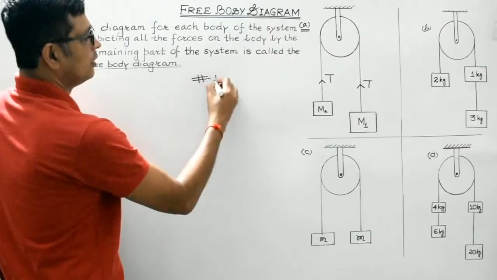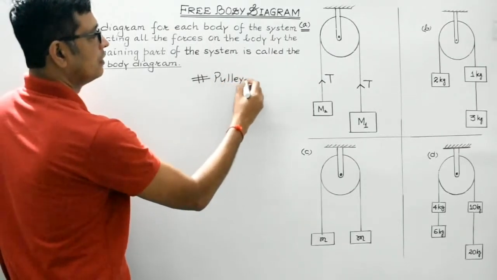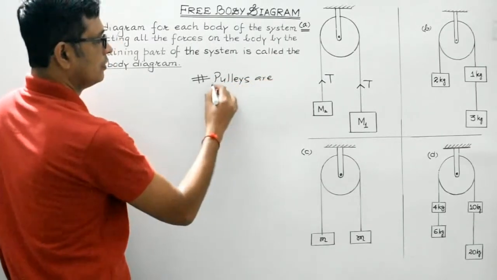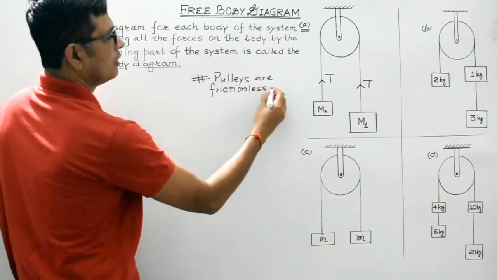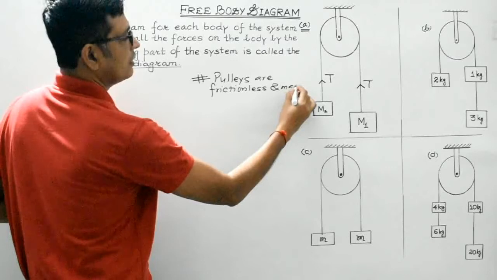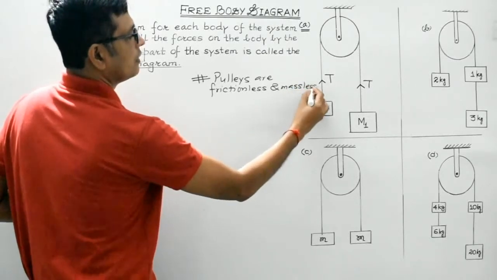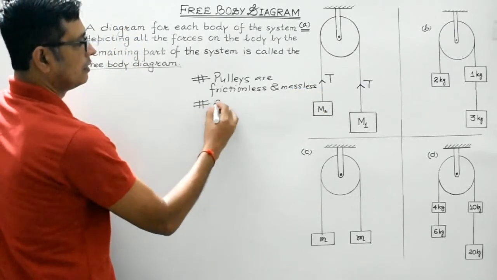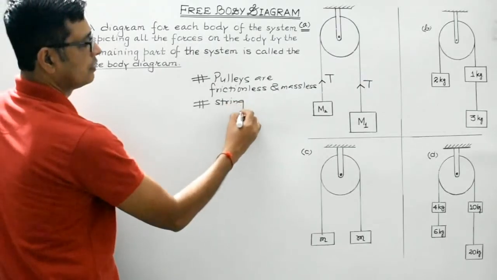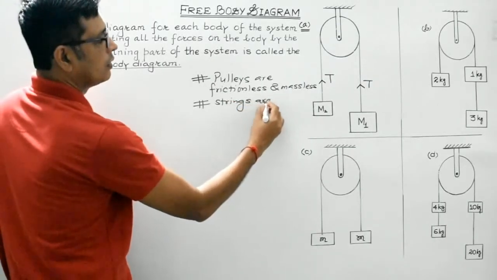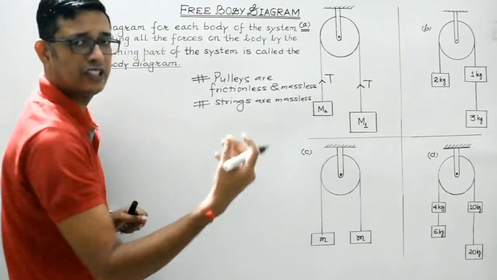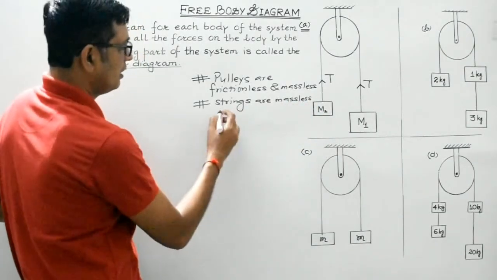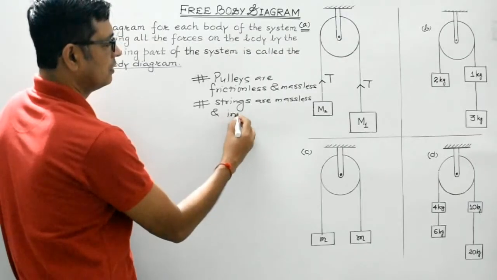Remember, pulleys are frictionless and massless. And second, strings are massless, having no mass or very negligible mass, and inextensible.